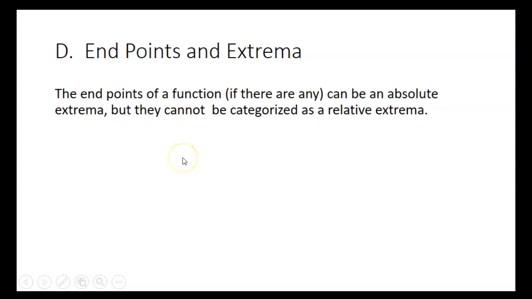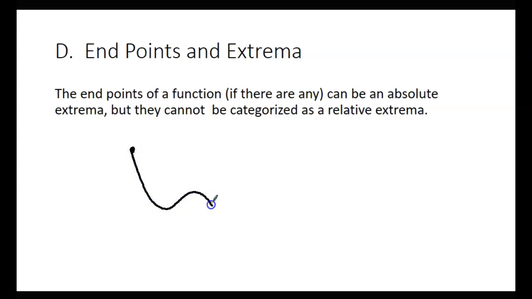So let's talk about the endpoints of a function. The endpoints of a function, if there are any, can be absolute extrema, but they're not typically categorized as relative extrema. So for instance, if you had this, you could call this an absolute max because it's the highest point on the curve. But I wouldn't call it a relative extrema.